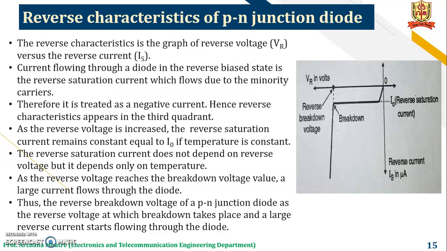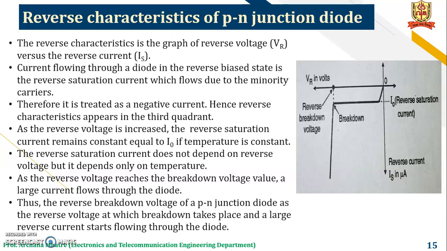Now, reverse characteristic of PN junction diode. The reverse characteristic is a graph of reverse voltage VR versus the reverse current Is. Current flowing through the diode in the reverse bias state is the reverse saturation current, which flows due to minority carriers. Therefore, it is treated as a negative current. Hence, the reverse characteristic appears in the third quadrant.